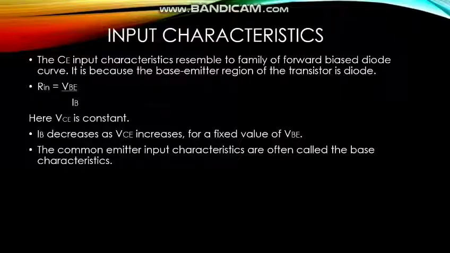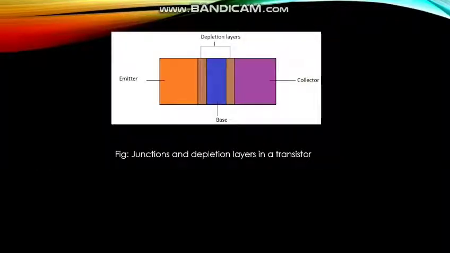So let me explain it to you. Here is the figure, and you can see the emitter is colored in orange, and this is base, which is blue in color, and this is collector, which is purple in color. Here you can see two bars which are brown in color, and these are depletion layers. Alright, so a large value of VCE results in a large reverse bias collector base junction, which widens the depletion region. That means these depletion layers are widened.